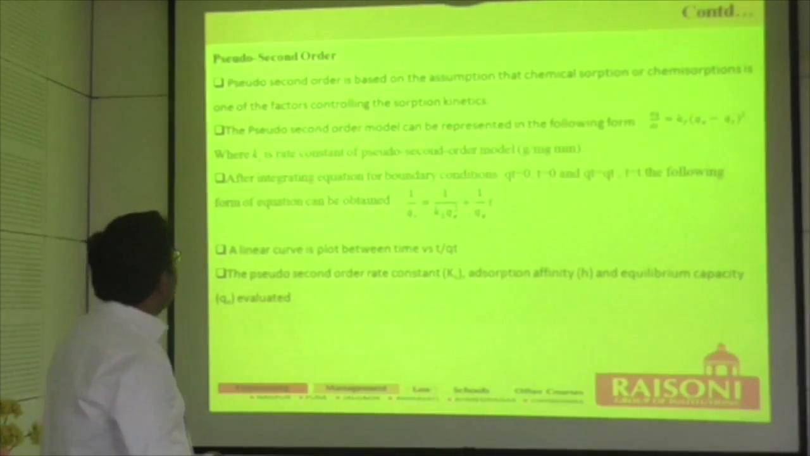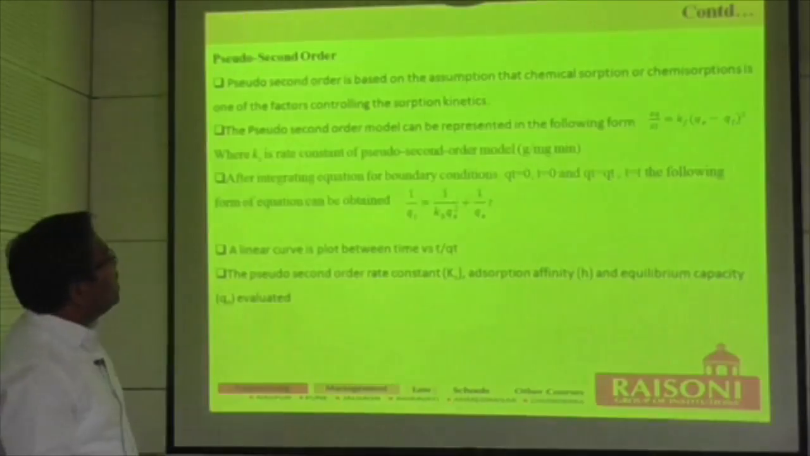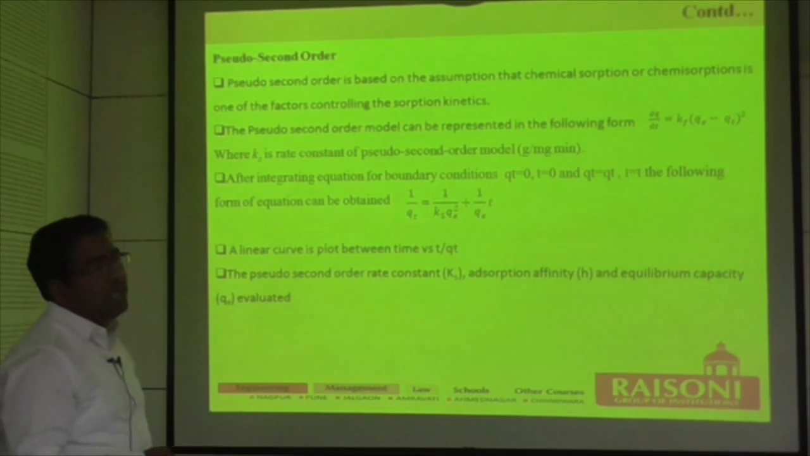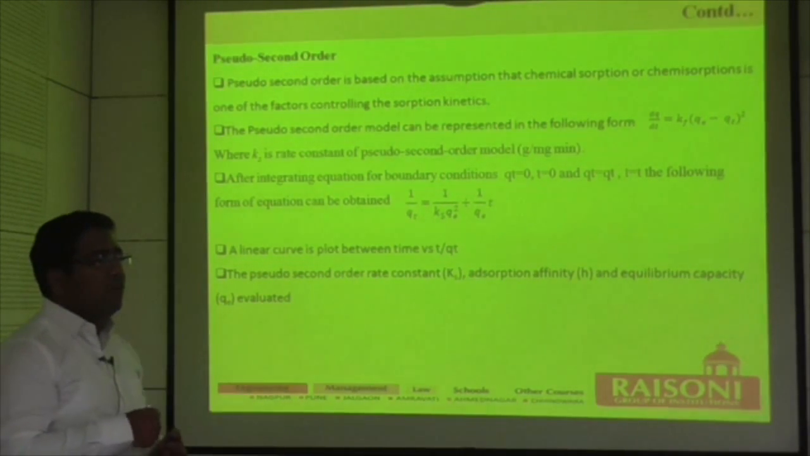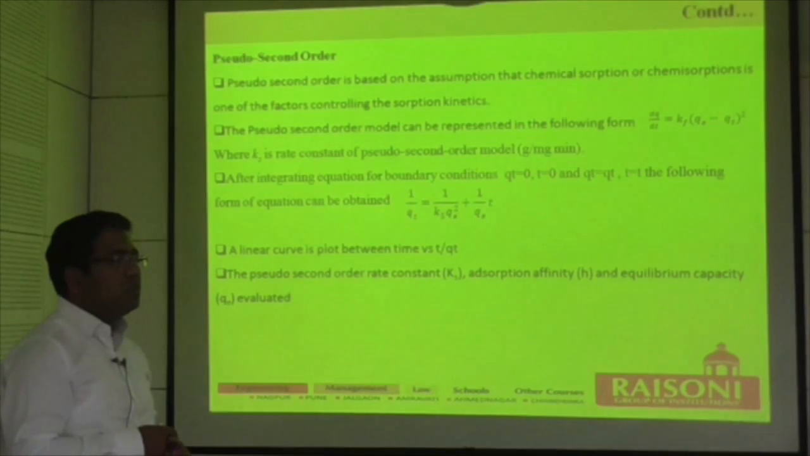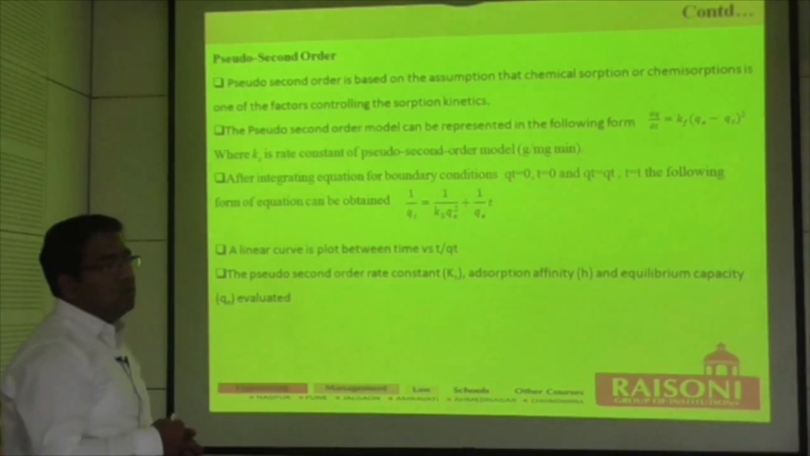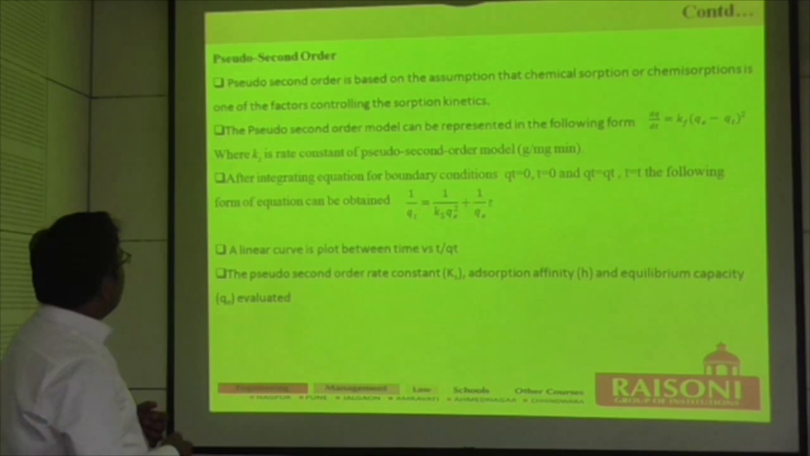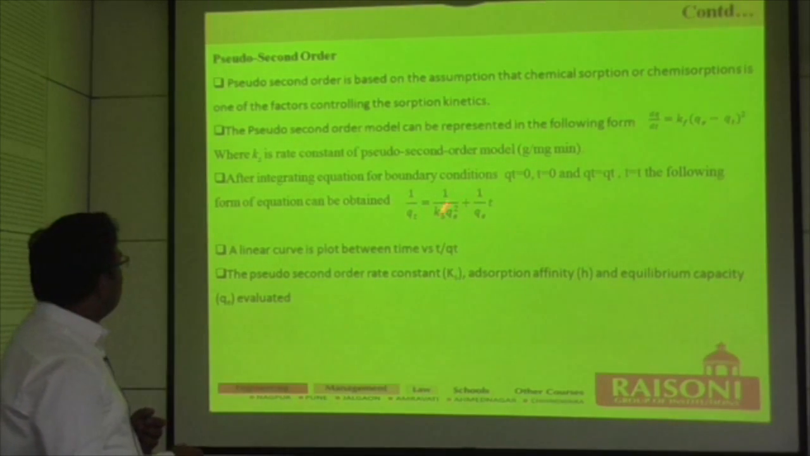Then pseudo-second order is based on the assumption that chemical adsorption, or chemisorption, is one of the factors controlling the adsorption kinetics. In pseudo-first order, if it obeys, then that will be a physical adsorption. In pseudo-second order, it obeys chemisorption. The pseudo-second order model can be represented in the following way. Then finally, that can be converted into a linear form in this way.